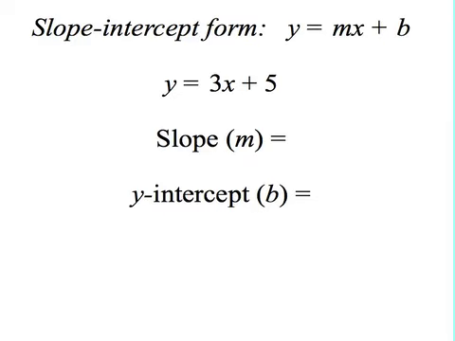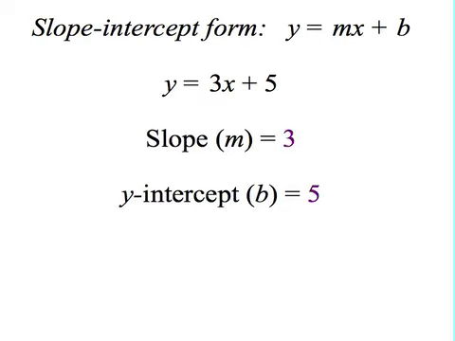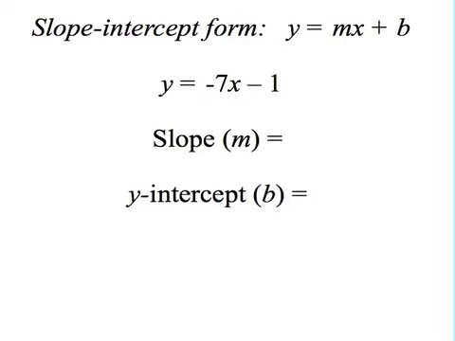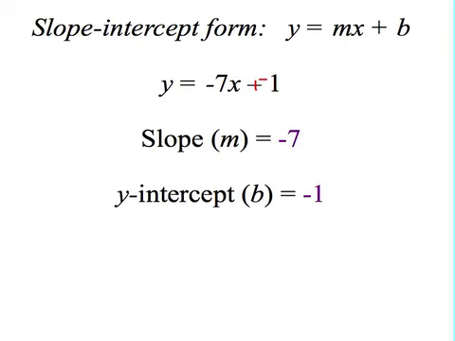Well, now that we know slope-intercept form, if we're given an equation in slope-intercept form, we should be able to identify the slope and the y-intercept without graphing. This one's pretty straightforward. We do substitution and we realize the slope has to be 3 and the y-intercept has to be 5. This one is a little more complicated because of the subtract 1. Remember that subtract 1 is the same as add negative 1. The slope's pretty straightforward, negative 7, and the y-intercept, negative 1.